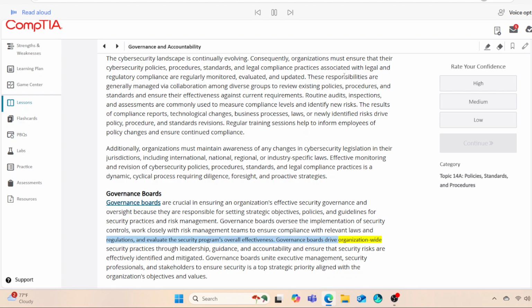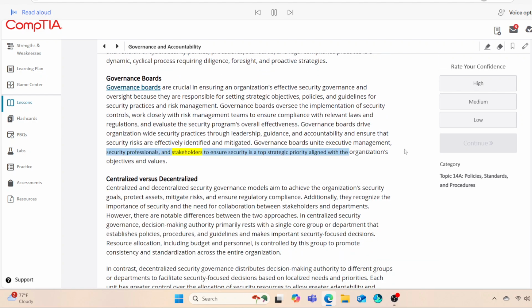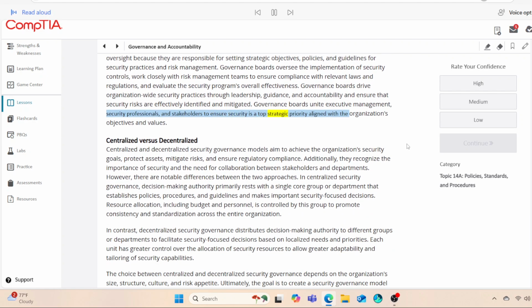Governance boards drive organization-wide security practices through leadership, guidance, and accountability and ensure that security risks are effectively identified and mitigated. Governance boards unite executive management, security professionals, and stakeholders to ensure security is a top strategic priority aligned with the organization's objectives and values.